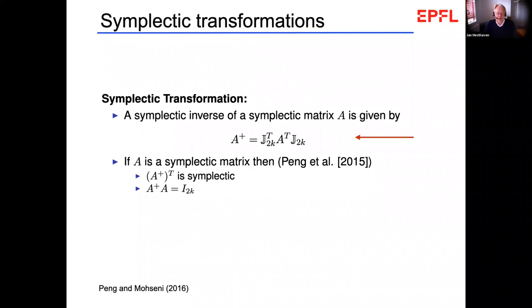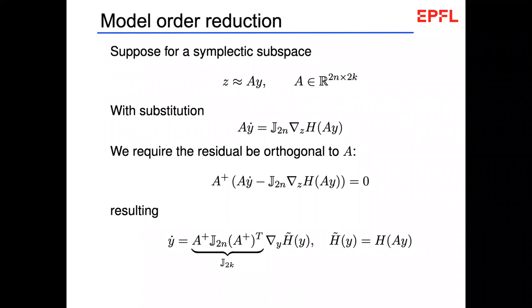The symplectic matrix has a number of interesting properties, which were proven 5-6 years ago. For instance, you can define a pseudo-inverse, and the pseudo-inverse is also symplectic. And this we will use. Now, why is this important?